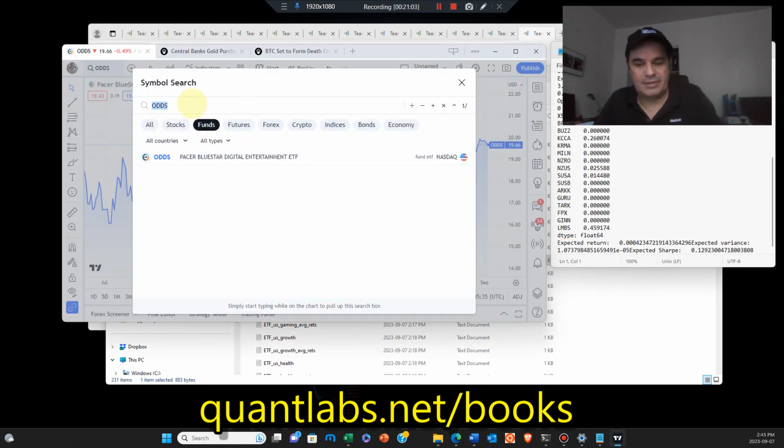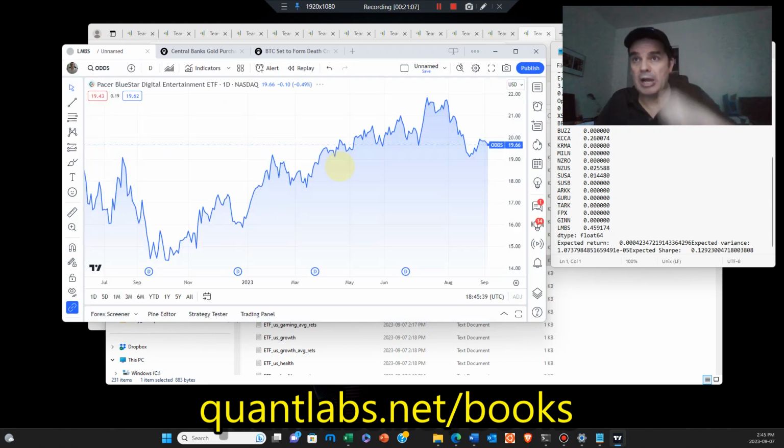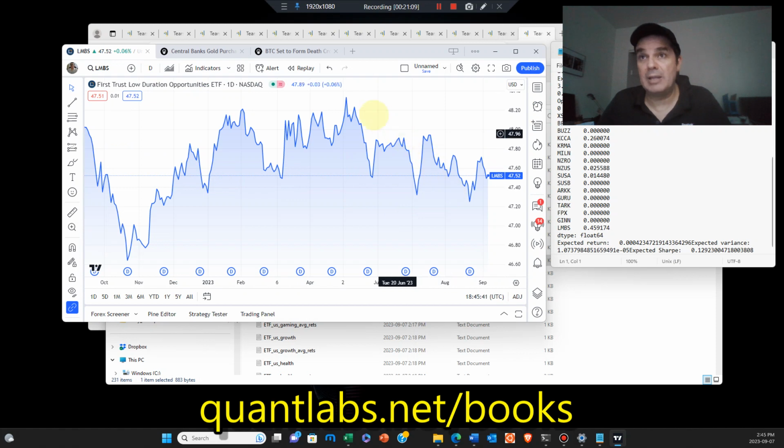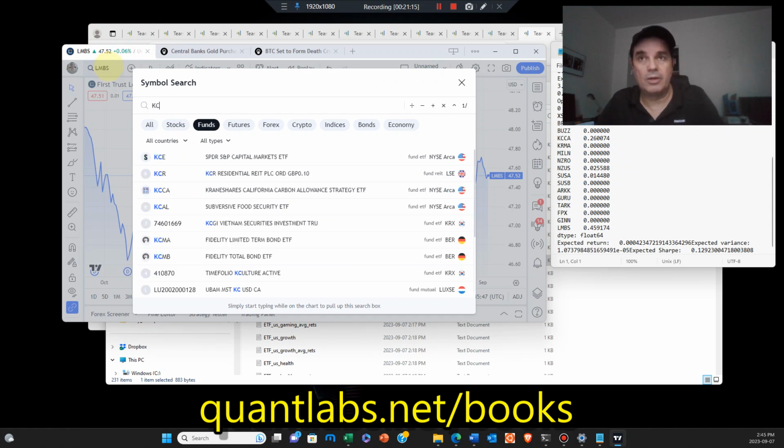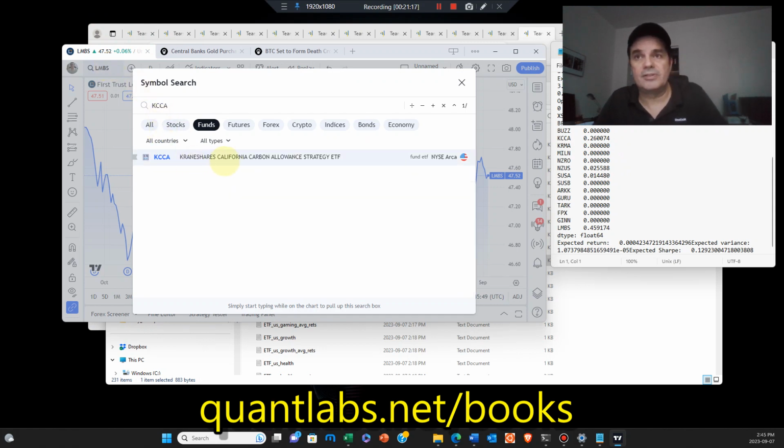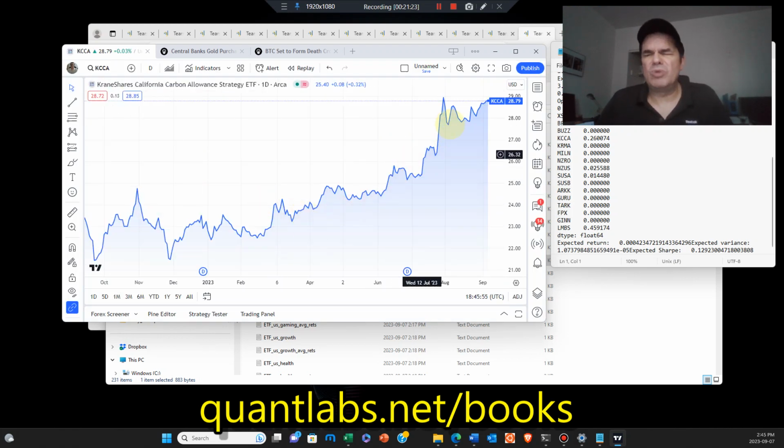So the first one here, I think we saw this before, is LMBS, low duration opportunity ETF, very flat, highly volatile, not a great one. And anything else? KCCA. This one I remember was a good one. This is Crane Share California Carbon Allowance strategy. This is what you want to see.